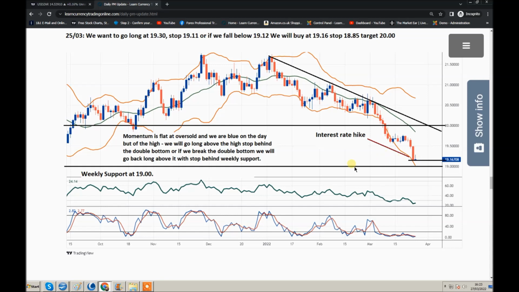Okay, now from our perspective, where can we come in long? I'm just going to go through the high, stop behind the double bottom, well clear. See if we run up to the 20 level, which I think is on the cards due to the size of the spec net short position. If we break the double bottom, I'll look to come back through the previous level of support. There'd be resistance, of course. You can see my levels at the top, obviously, with a stop behind, clear of the 19 level, which is a weekly support level. Now, in terms of both trade setups, I think decent risk to reward.